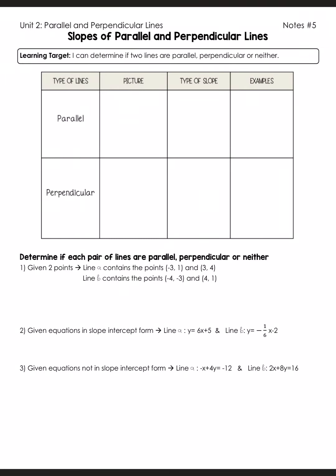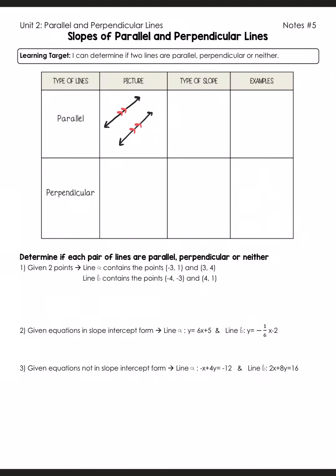In today's notes, we're going to be looking at lines on a graph and determining if those lines are parallel, perpendicular, or neither. So what we already know about parallel lines is that they never intersect. And to show that those lines are parallel, we add the little arrows onto our lines.